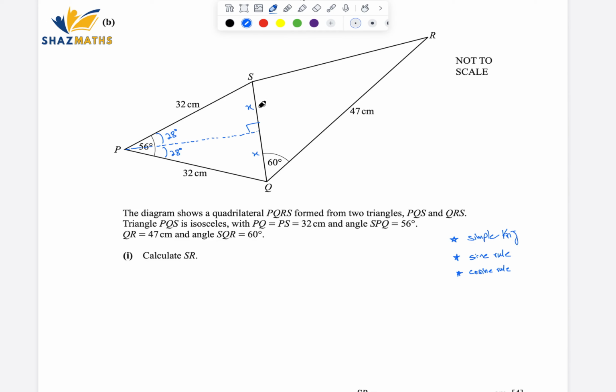Let's calculate this one first. So perpendicular or opposite is unknown and hypotenuse is known. The trigonometric ratio that relates perpendicular and hypotenuse, or opposite and hypotenuse, is sine. So sine of 28 is equal to perpendicular, that is x, over hypotenuse, that is 32. Solving it out, x would be equal to sine 28 times 32.